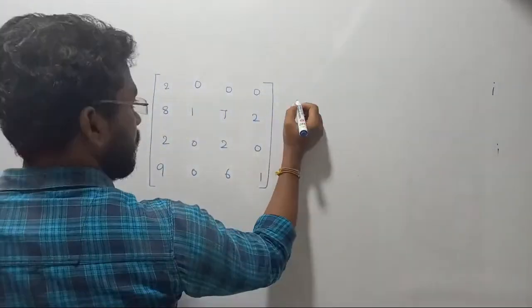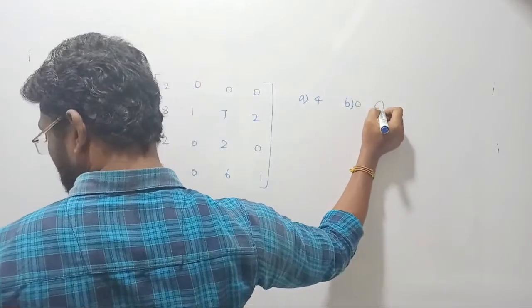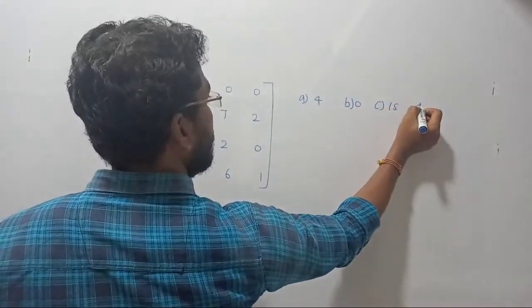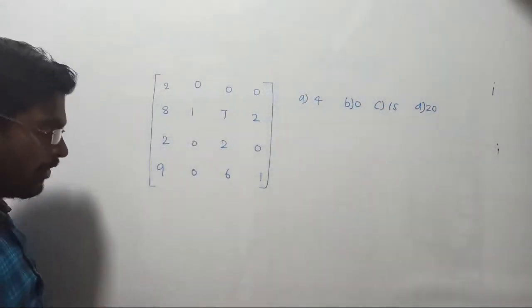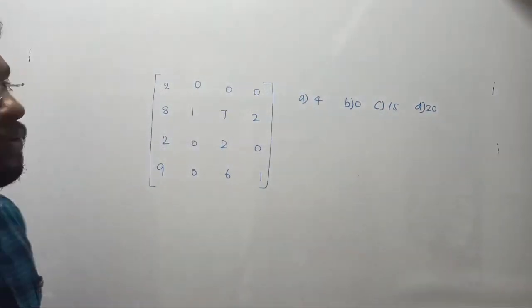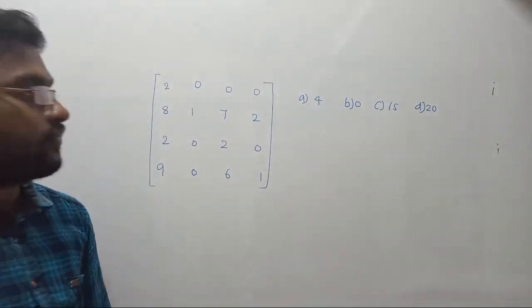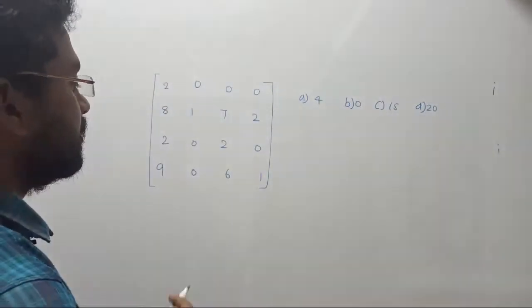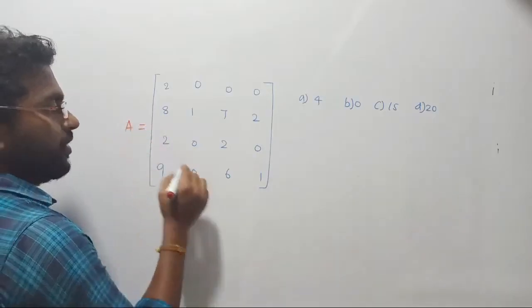The options are 4, 0, 15, 20. Can you please try your answer? Tell me the answer. Can anyone? I'm expecting the answer from your side, right? Please do it by yourself. What will be the answer? The answer is, guys, listen. Let us treat this one as the matrix A. I'm just naming it, right?